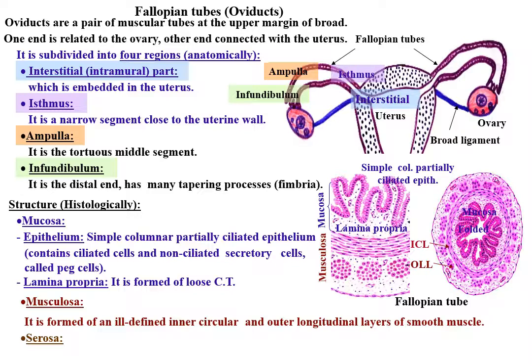Musculosa is formed of ill-defined inner circular and outer longitudinal layers of smooth muscle fibers. Then serosa is formed of a layer of connective tissue lined by simple squamous epithelium. It contains blood vessels, lymphatics, and nerves.